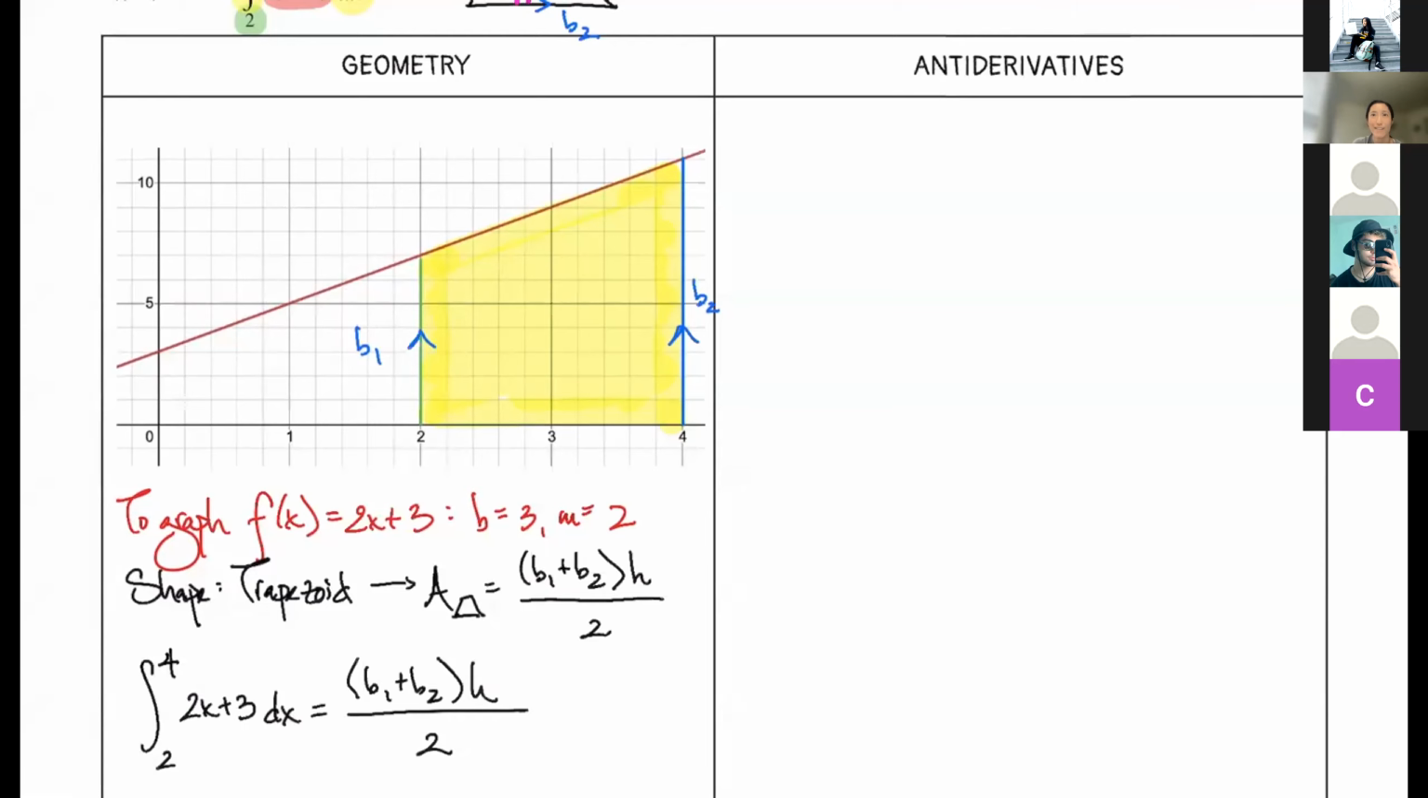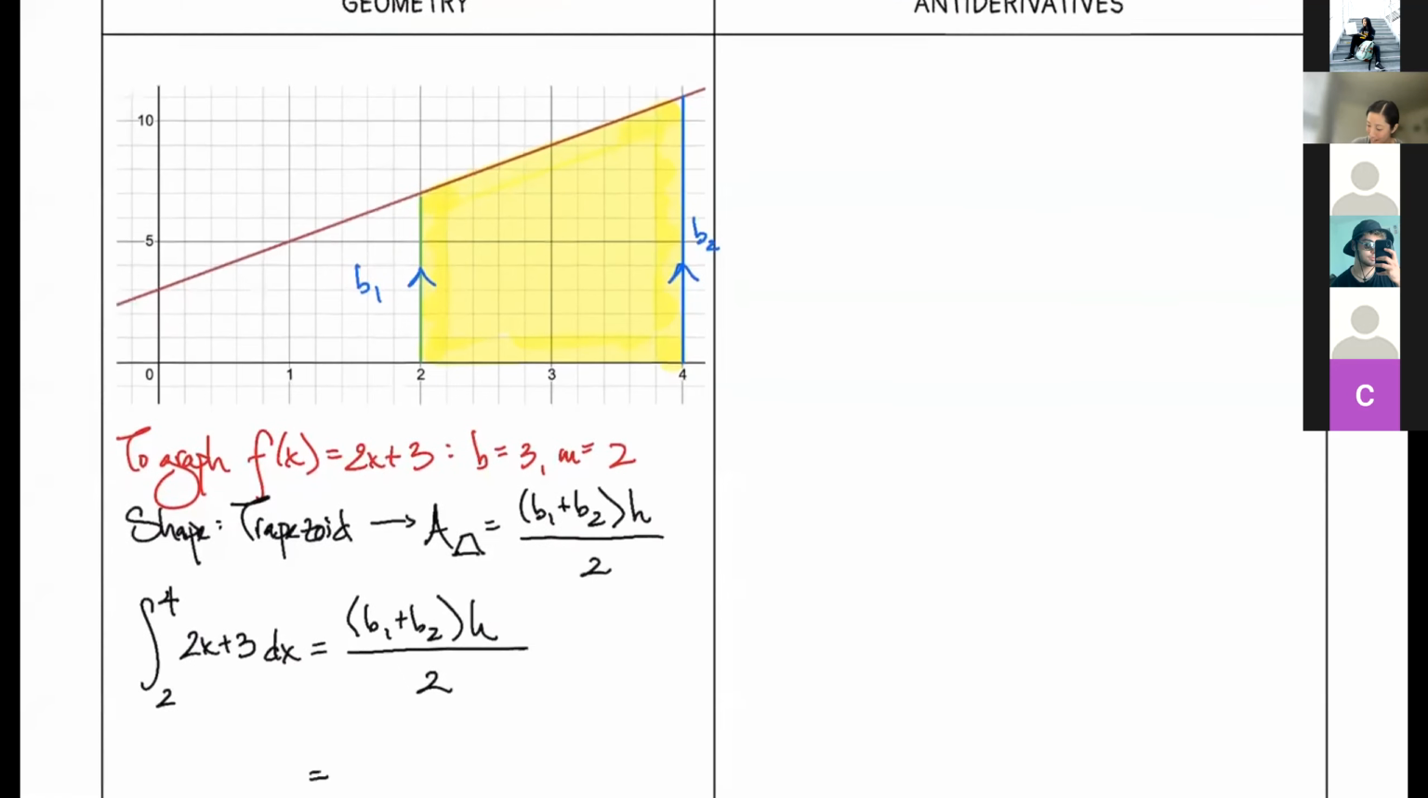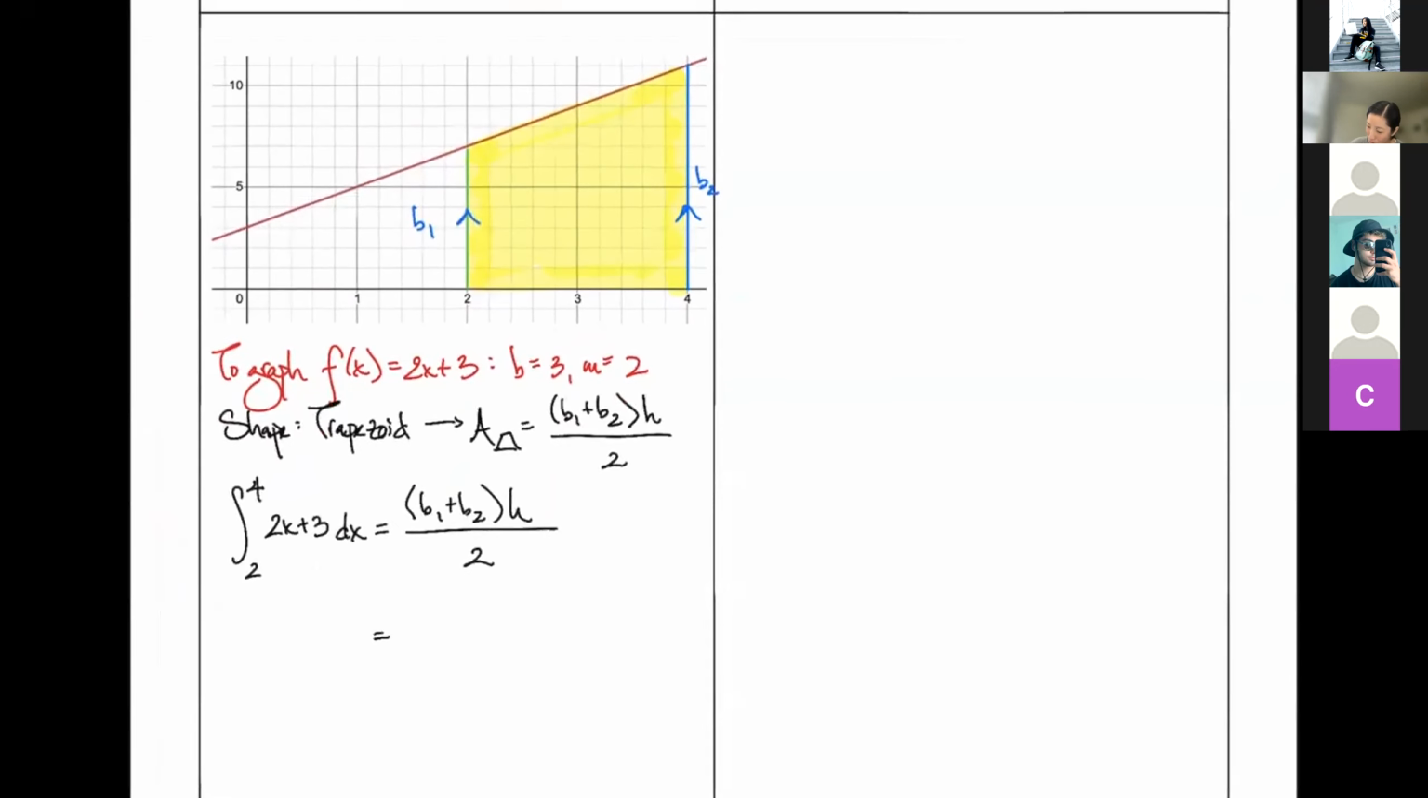Yeah, I think we're going to go with 11. Okay, so we've got base 1 is 7, base 2 is 11. And someone tell me what the height is here. And the height is 2. Good job, good job. All right, great job, everyone contributing ideas to this.